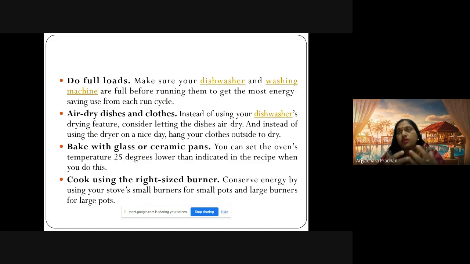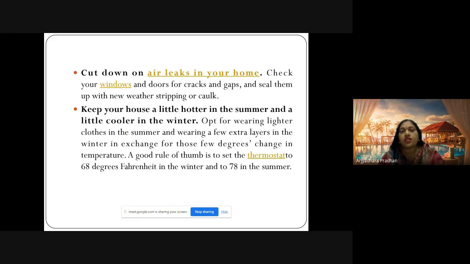This will save your cylinder, you can say LPG gas. Now cut down on air leaks in your home. Check your windows and doors for cracks and gaps and seal them up with new weather stripping or caulk. Keep your house a little hotter in summer and a little cooler in the winter.